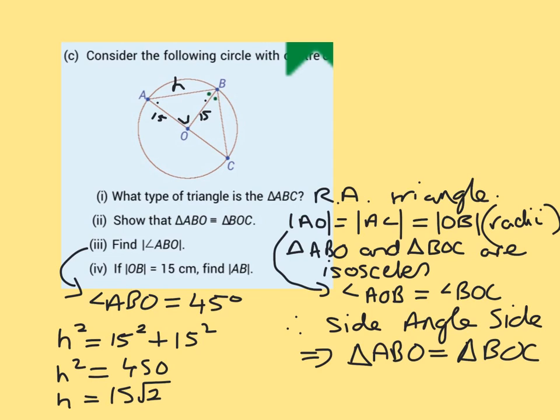Remember as well, I probably forgot to say it today, but when we're using Pythagoras' theorem, the hypotenuse squared is equal to the sum of the other two sides squared. The hypotenuse is always the line that's opposite the right angle.